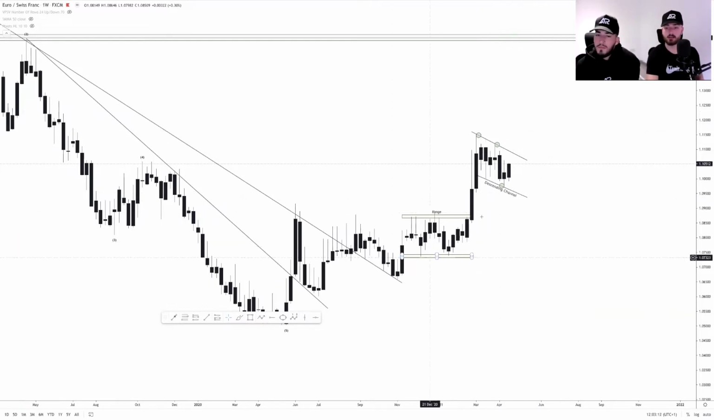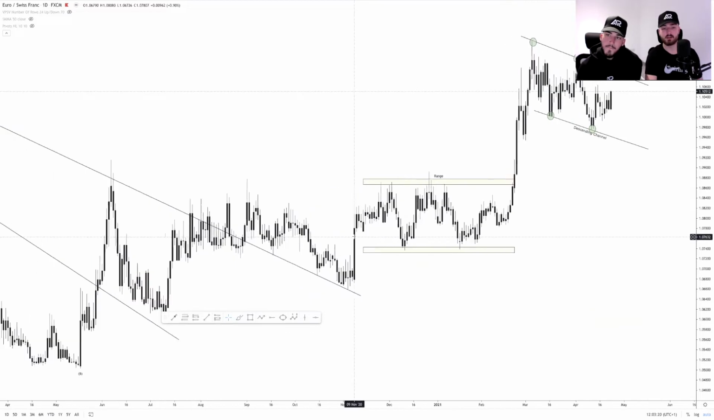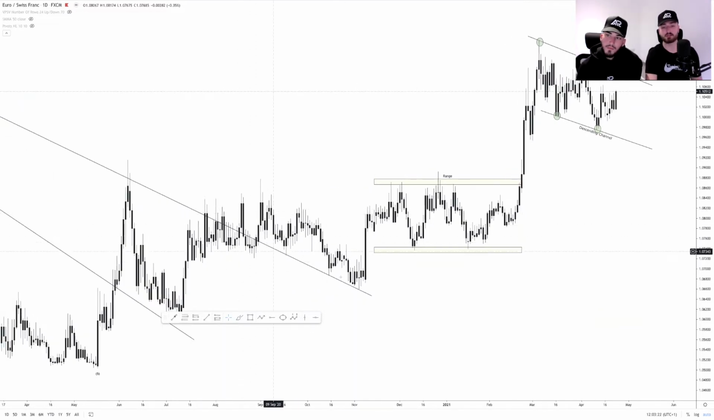So let's just look at a bit of market structure on the lower time frames here and understand why this is happening. So jump down to the daily. What can we see? We can see where price, when it was retesting this trend line, it actually continued, and you find this happening quite often. But it also formed a falling wedge as well.